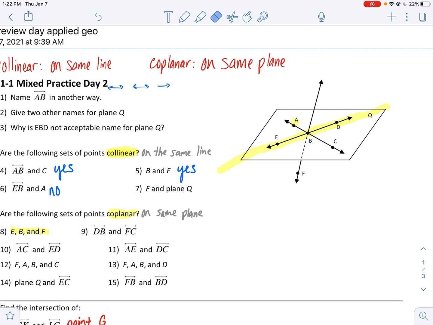And our last question, point F and plane Q. So here's plane Q. That's our plane, looks like a sheet of paper, and point F. Point F and plane Q are not collinear. They're not on the same line.